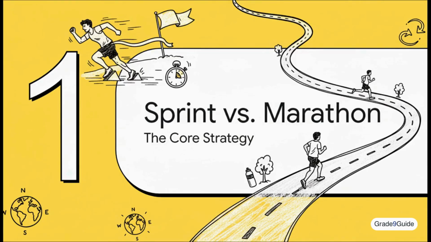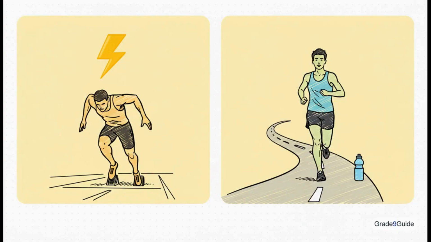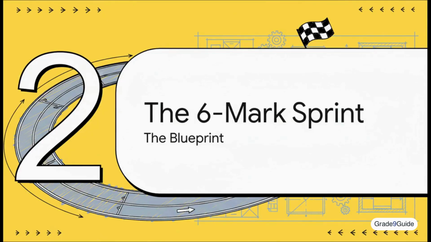And to do that, I want you to remember a simple analogy, the sprint versus the marathon. I want you to think of it like this. The 6-marker, that's a 100-meter sprint. You get in, you hit your points as hard and as fast as you possibly can, and then you get out. No messing around. The 9-marker, though, that's a marathon. It needs pacing, it needs balance, and you've got to save enough in the tank for a really strong finish. Now, what happens if you try and sprint a marathon? You burn out. And if you try to jog a sprint, you're going to lose. So, let's start with the first race.